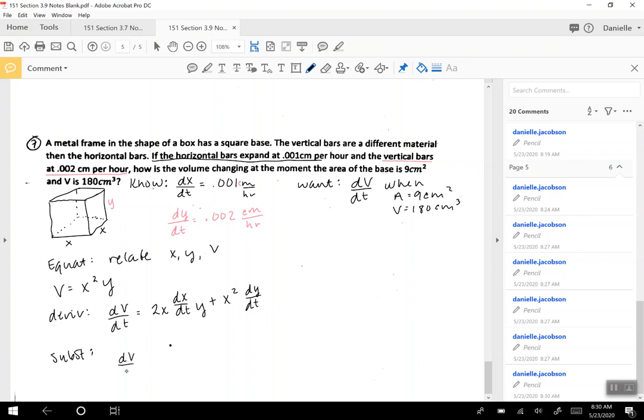So I'm just going to rewrite that. I'll rewrite the 2. We're not directly given an x, so I'm just going to have to fill that in for now. We do know that dx/dt is 0.001 centimeters per hour. We do not know y yet, so I just have to rewrite that. I'll rewrite the x squared because again we don't know x squared. We do know that dy/dt is given as 0.002 centimeters per hour.